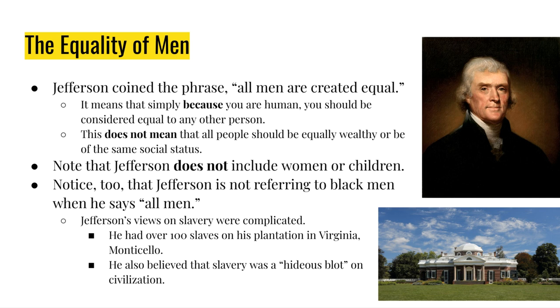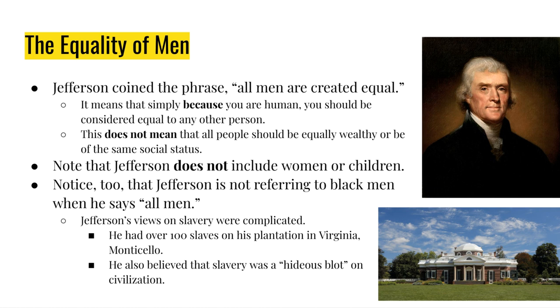Big idea number one, the equality of men. Thomas Jefferson is credited with coining the famous phrase, all men are created equal. And indeed, this is the most basic, fundamental point behind the Declaration. By simply being human, Jefferson is suggesting a person should be granted equality, no matter who he is. He is not saying that people should have all the same wealth or the same social status, but he is saying that they have a shared humanity.